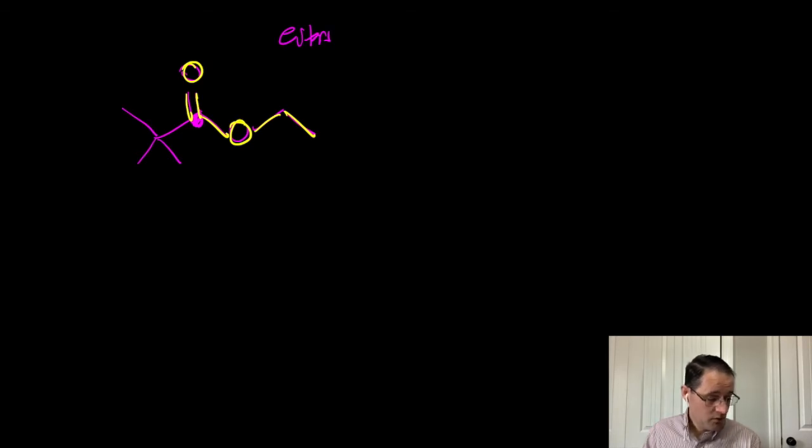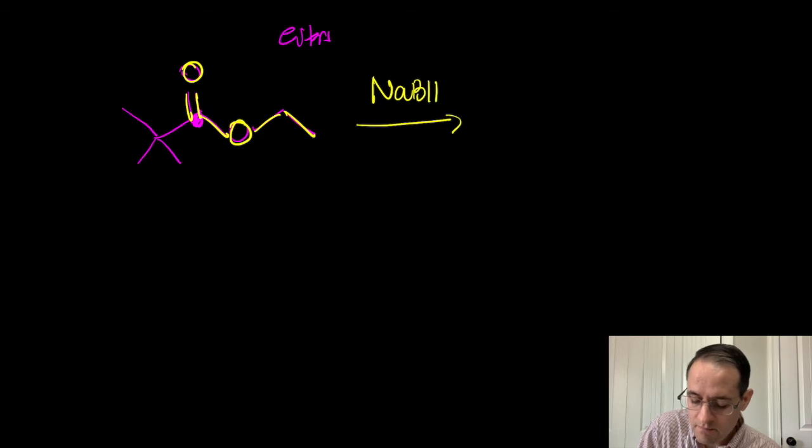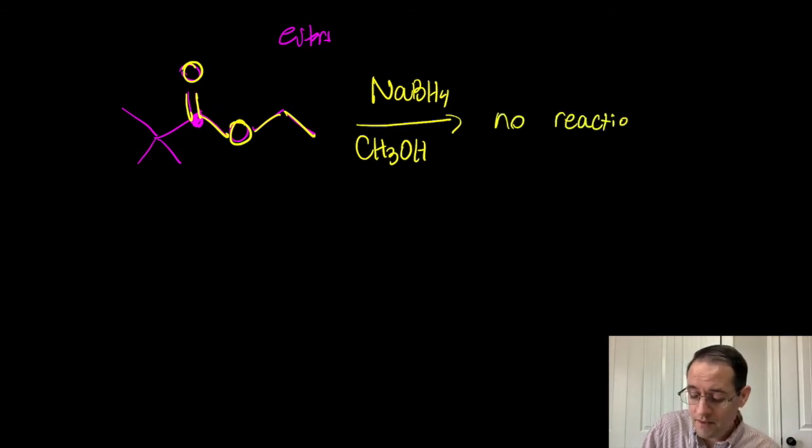And if you treat this with sodium borohydride in methanol, okay, it will not react because the ester, right, if you use those curved arrows to show an additional resonance structure, is resonance stabilized, and sodium borohydride is just too mild of a reducing agent to effect this transformation. But lithium aluminum hydride is very strong. It will react quite readily.